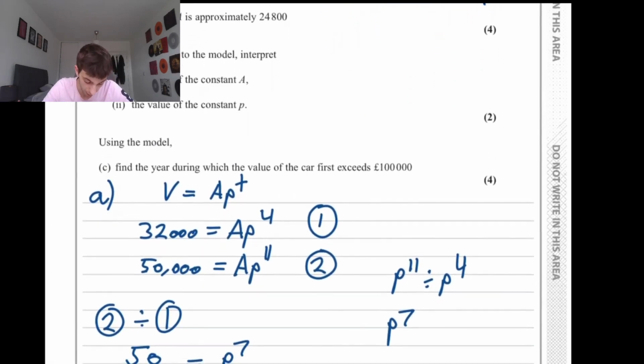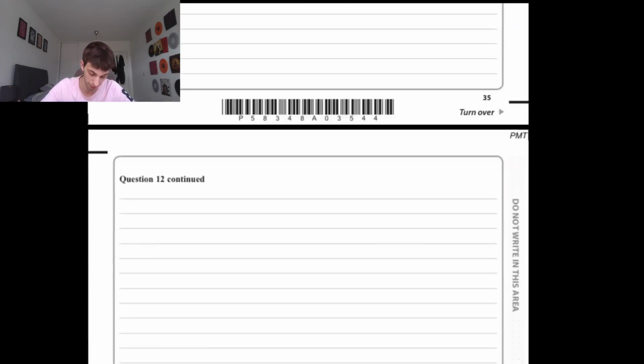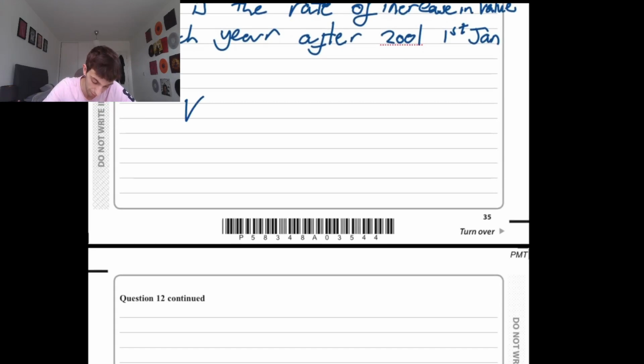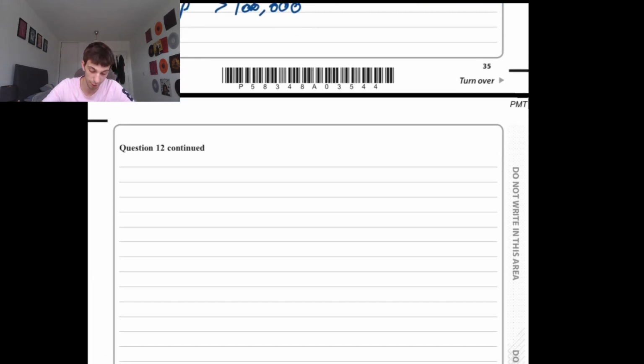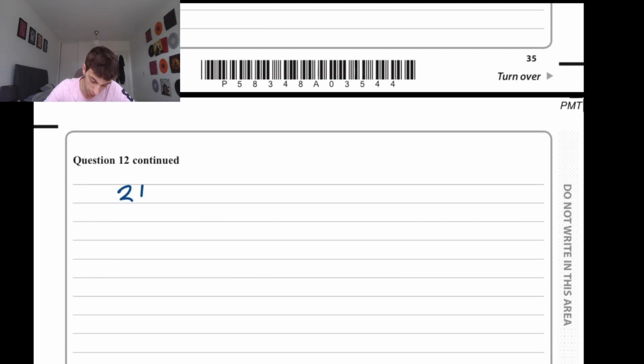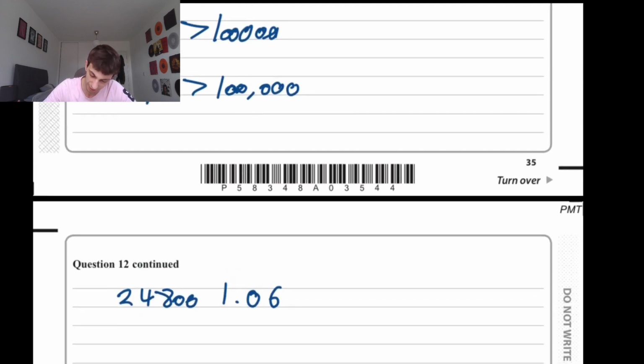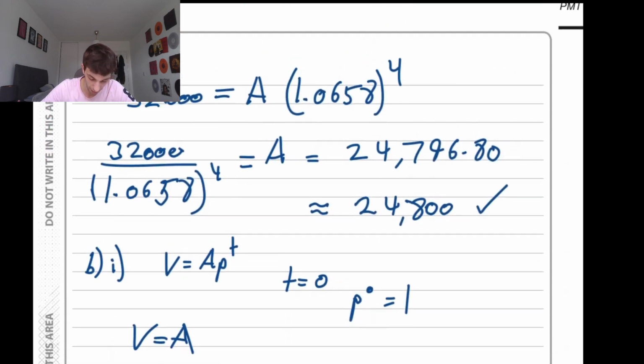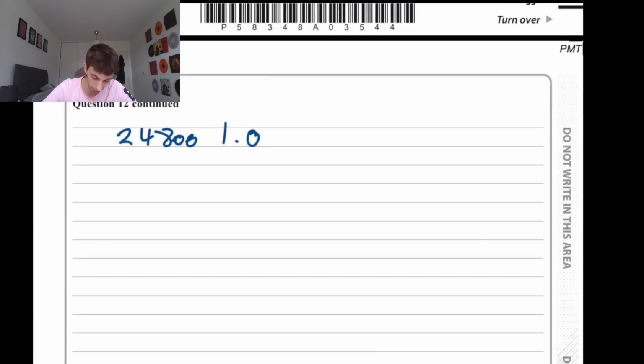Using the model, find the year during which the value of the car first exceeds £100,000. So what do we care about? We care about when V is larger than 100,000. So this will be when A times P to the power of T is larger than 100,000. We can use the values of A and P that we found before. A was 24,800, that approximate value, multiplied by P, which we had to be, let's be very careful there, make sure we're using the right thing. We do have 1.0658, so that's our value of P.